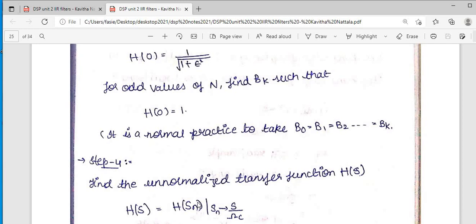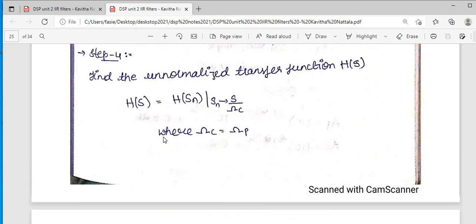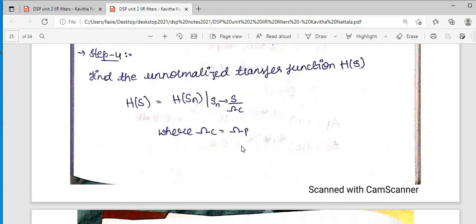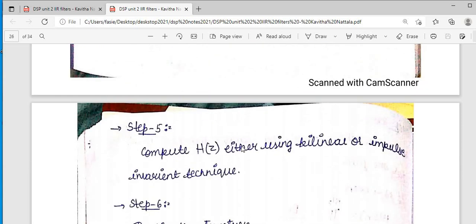So the next step, after getting H of s, we have to use a critical frequency, right? So how do we obtain omega c? We have learned in Butterworth approximation that for a low pass filter it is s by omega c, and for a high pass filter omega c by s. The same scenario I am using here. Find the unnormalized transfer function H(s) by using H(sn), where sn is s by omega c, right? What is omega c? That is nothing but omega p. Critical frequency is nothing but the pass band frequency. We can substitute that in the given condition of H(s), and we are able to find all the relations.